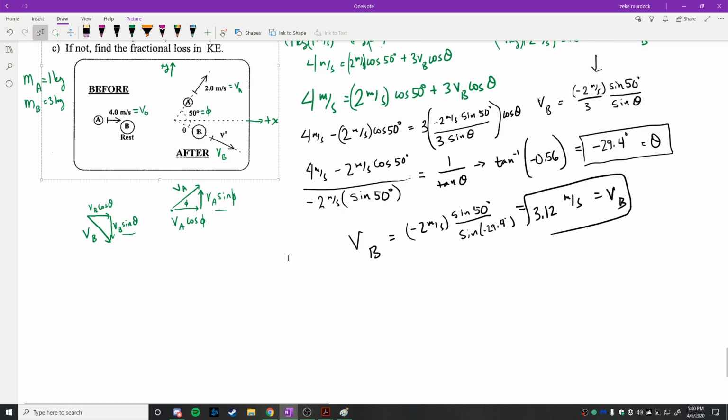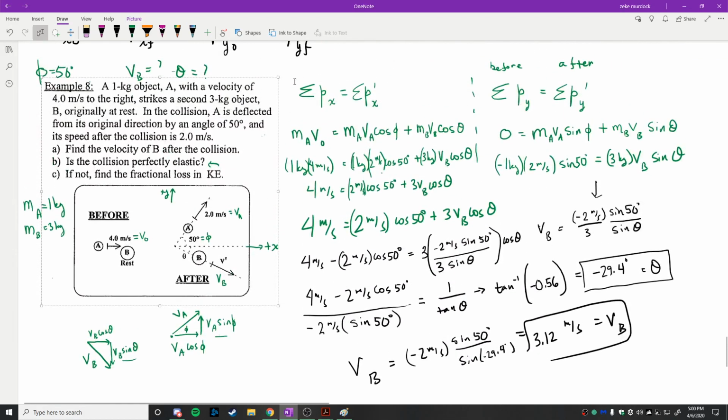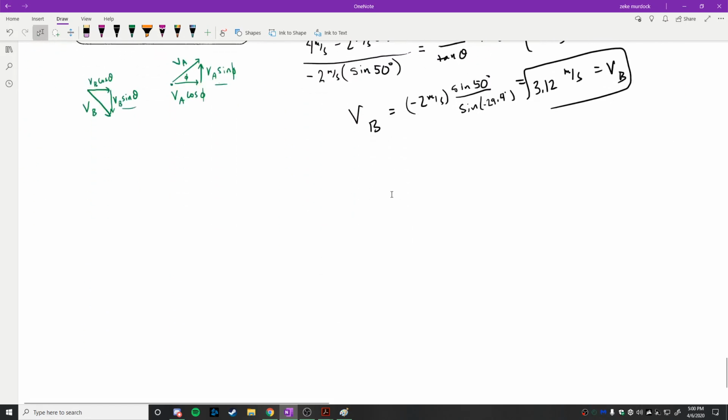Oh, momentum's definitely conserved. We just used momentum conservation here. Momentum will always be conserved in collisions. It's something else. Kinetic energy, right? So we need to calculate for part B. We need to know what the kinetic energy initially is. So we'll say kinetic energy before. This is going to be 1/2 mass A times the initial velocity squared.